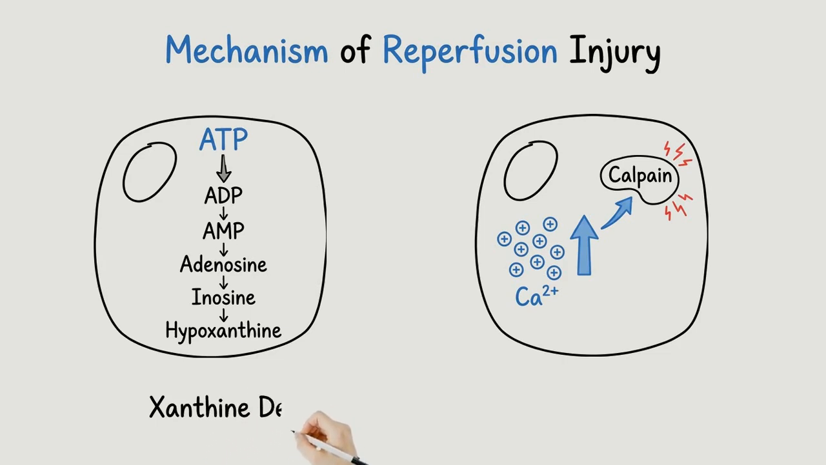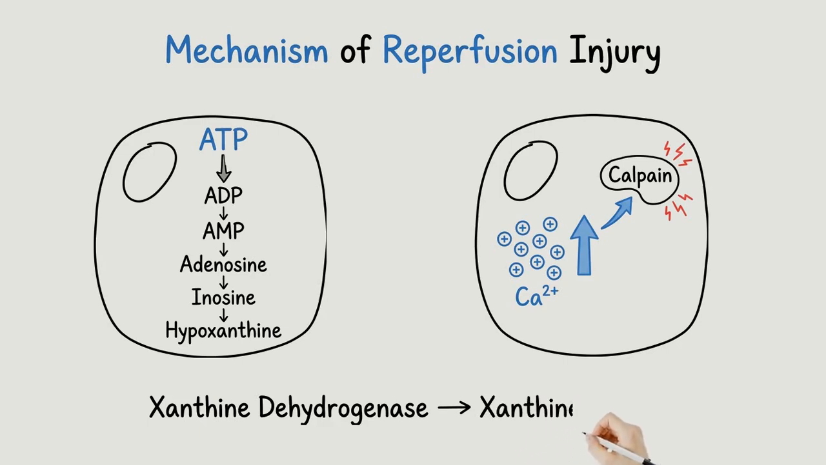Here's the key difference. Xanthine dihydrogenase uses NAD+ as its electron acceptor. Xanthine oxidase uses molecular oxygen. During ischemia, there is no oxygen. So even though hypoxanthine is accumulating and xanthine oxidase is being generated, nothing happens yet. The enzyme is loaded, the substrate is loaded, but without oxygen, no damage.